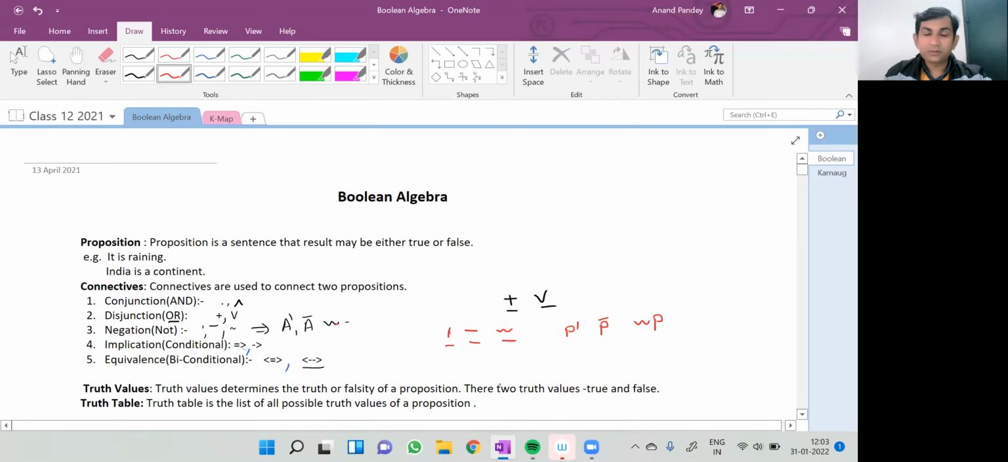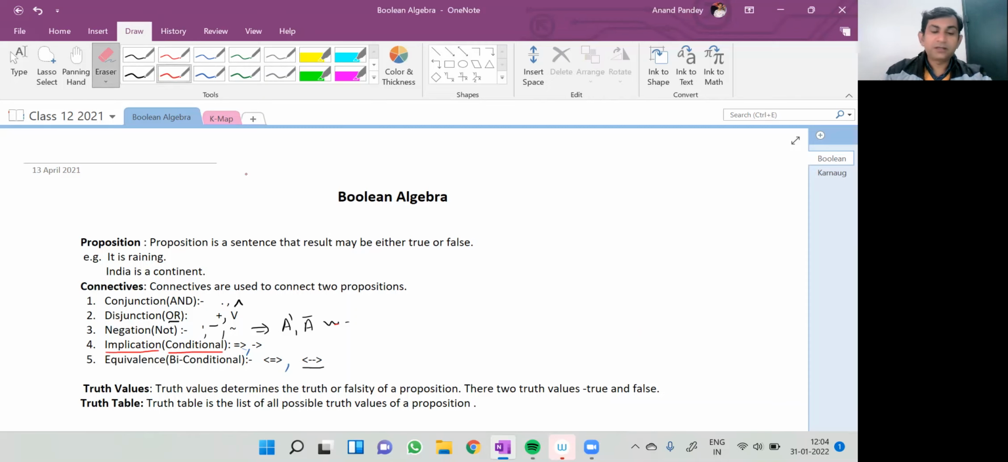You have to remember all three symbols, and any of them can be used. Here P is a proposition. So negation of a proposition can be shown by the dash symbol, the bar symbol, or the tilde symbol. Three symbols are used for negation. Now next is implication, which is also called conditional. For conditional, we have two symbols: this arrow symbol, or this other symbol.